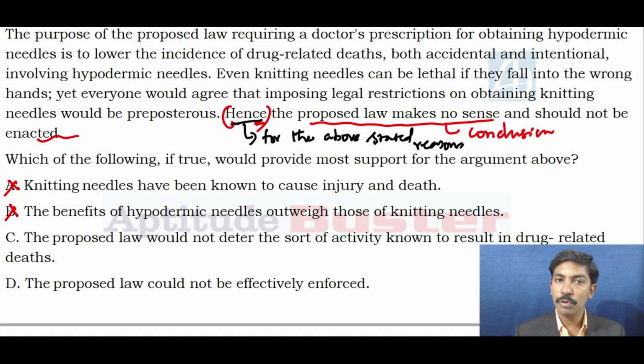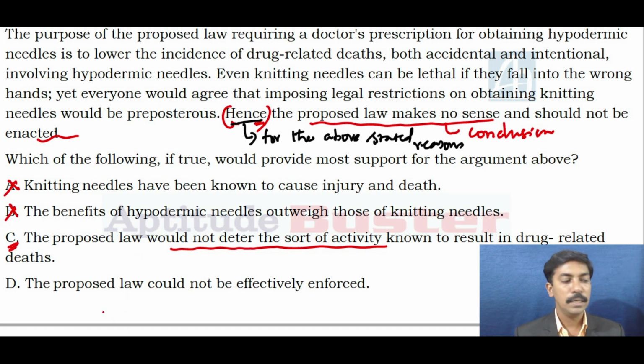Now we are left with two more options, option C and option D. Read option C. The proposed law would not deter the sort of activity known to result in drug-related deaths. So option C says why the law doesn't make sense and why it should not be enacted, because C provides a reason that it would not deter the activity that would result in drug-related deaths. C provides a support, hence we should reserve option C.